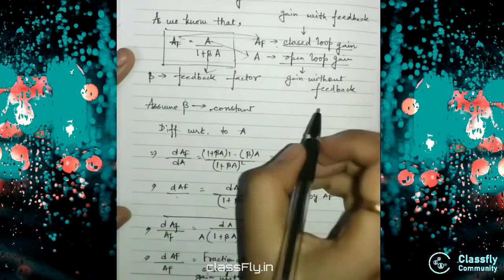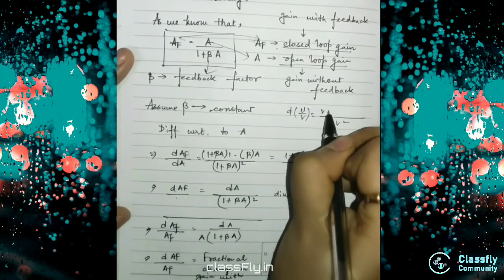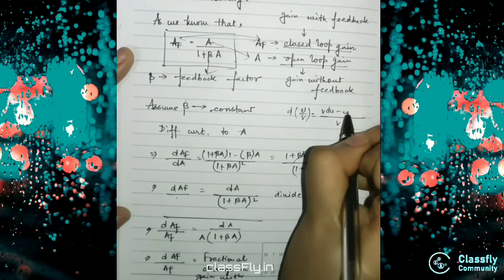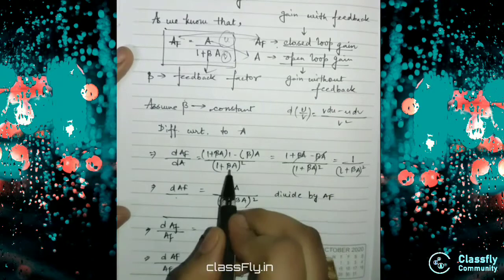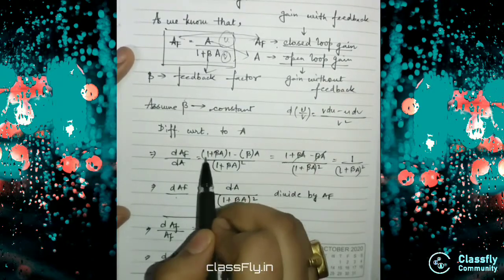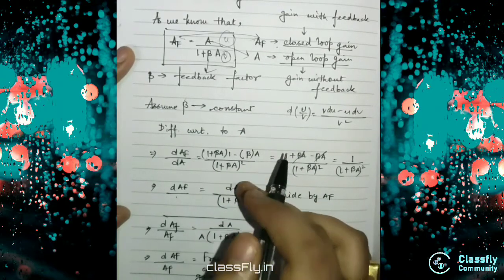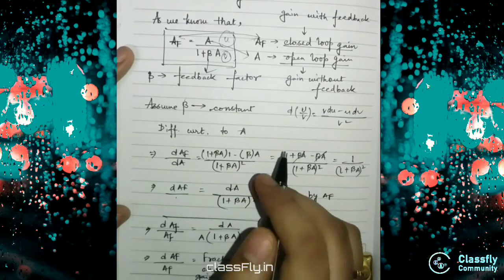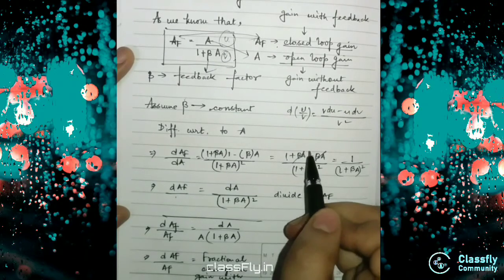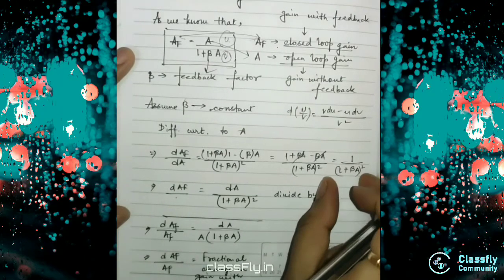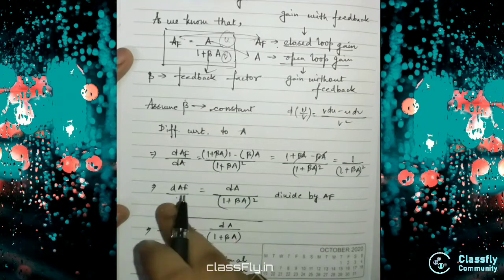We get dAF by dA, and you know the quotient rule: d of u by v is v differentiation of u minus u differentiation of v, over v square. So if this is v and this is u, we have (1 plus beta A) square in the denominator. Differentiation of A is 1, minus differentiation of 1 plus beta A, which gives beta, and A is left over. At last when we solve this, we get 1 plus beta A minus beta A, so both get cut and we are left with 1 by (1 plus beta A) square. Now we will take this dA to this side.